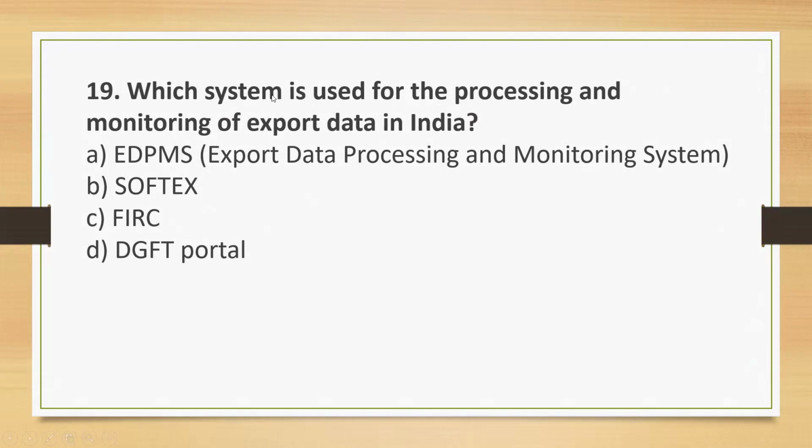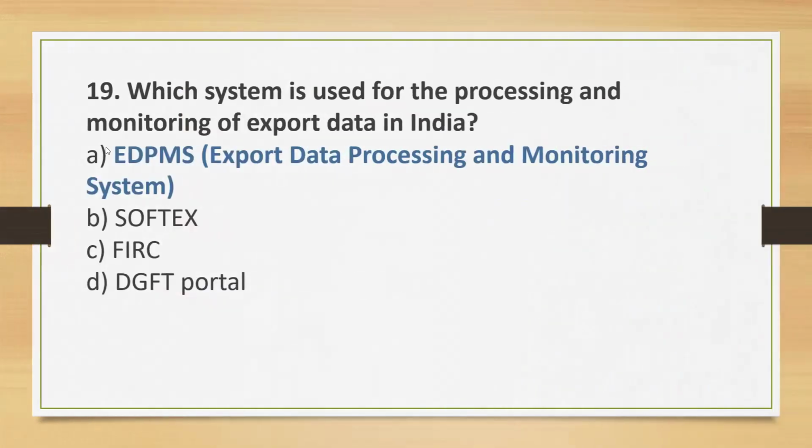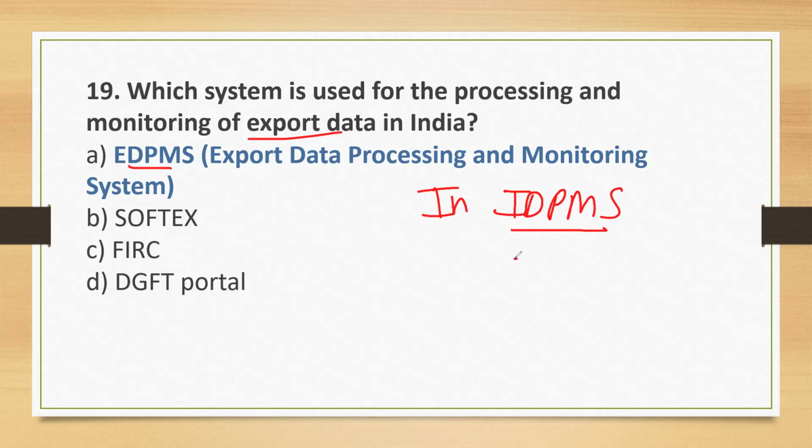Question number 19. Which system is used for processing and monitoring of export data in India? EDPMS, Softex, FIRC, DGFT. Let's see the correct answer. The right answer is A, EDPMS. So whatever data is available related to exports is processed and monitored by EDPMS. And if it is related to imports, that is called IDPMS. So this is the processing and monitoring of export data.